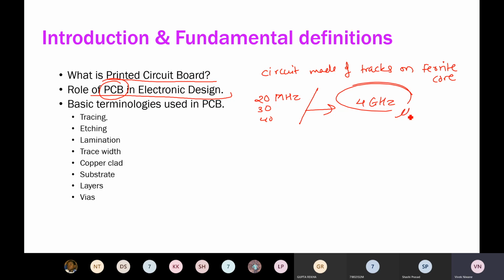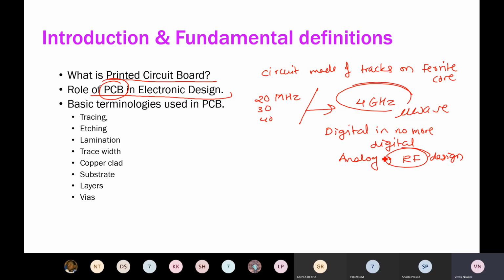So this is a microwave range, and therefore we say that digital is no more digital. Even if we say that the digital logic is ones and zeros, digital is no more digital. It has become analog, or on the safer side we can say RF design. And whenever we say RF design, a lot of issues come into picture. The basic terminologies used in the PCB: tracing. Tracing is nothing but your tracks. Many times you are going to use traces as a synonym of tracks.